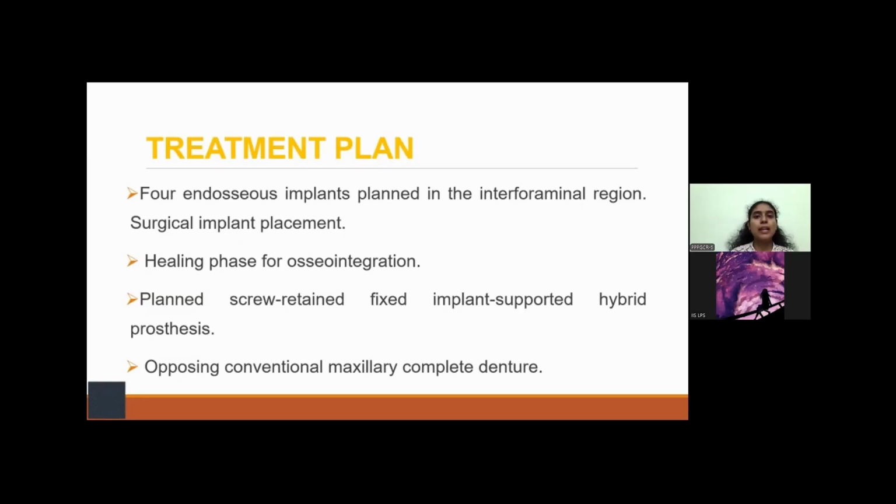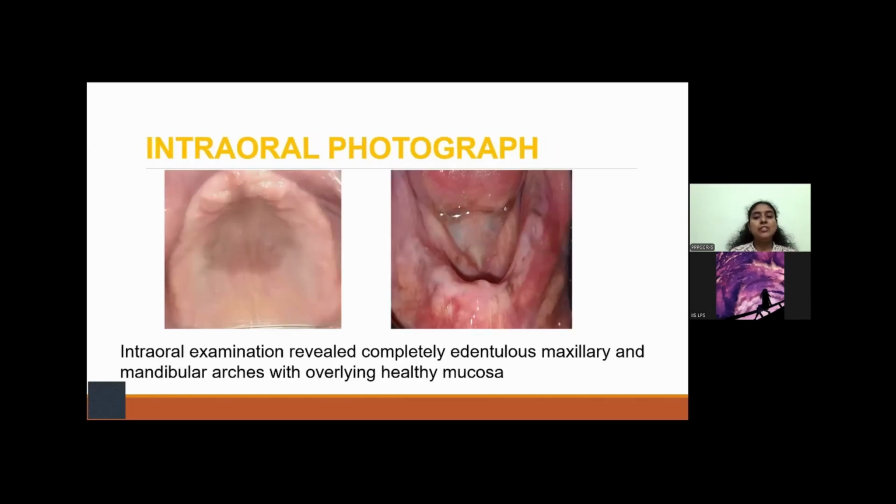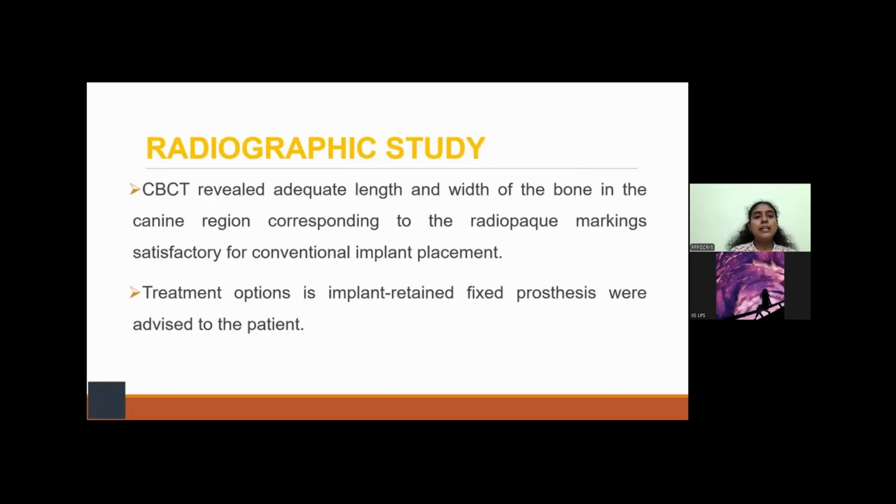Extraoral examination reveals sunken cheeks with sagging lips. Intraoral examination reveals completely edentulous maxillary and mandibular arches with overlying healthy mucosa. Coming to the radiographic study, the CBCT revealed adequate length and width of bone in the canine region corresponding to the radiopaque marking, satisfactory for conventional implant placement. An implant-retained fixed prosthesis was advised to the patient.